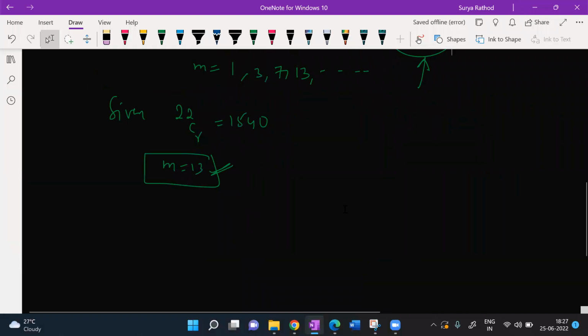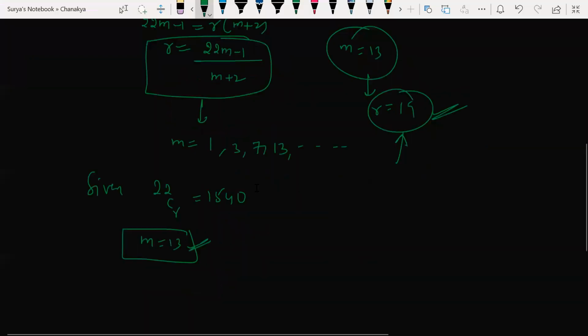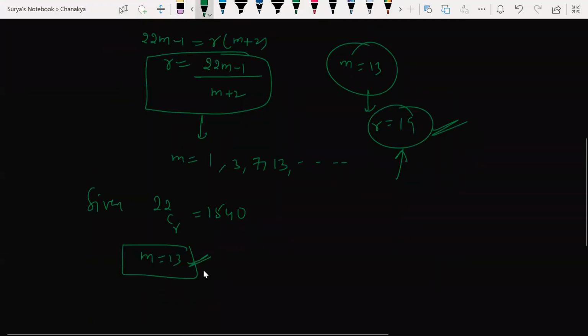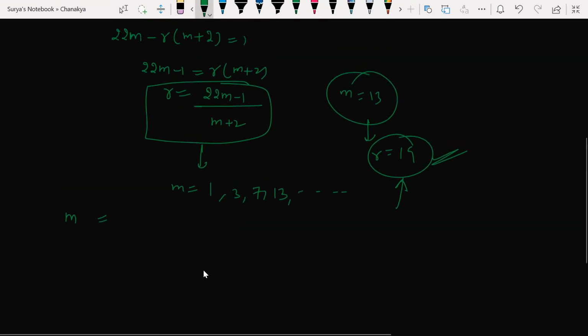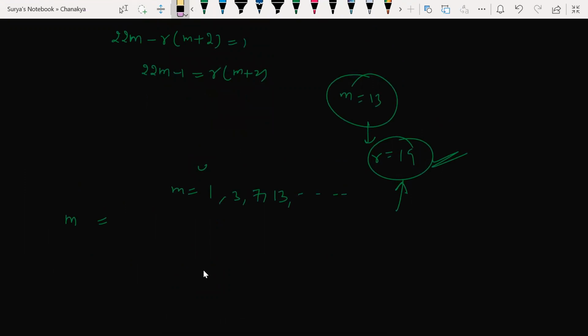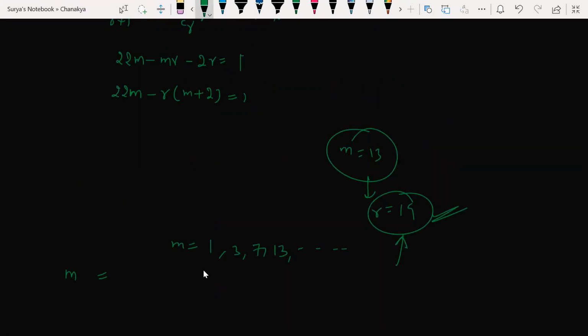If you don't understand the M value directly, I'll show you how it is. Let us first find the M value. Let me take M common: 22 minus R minus 2R is equal to 1. So M value is equal to 2R plus 1 by 22 minus R. Correct? This is my M value.